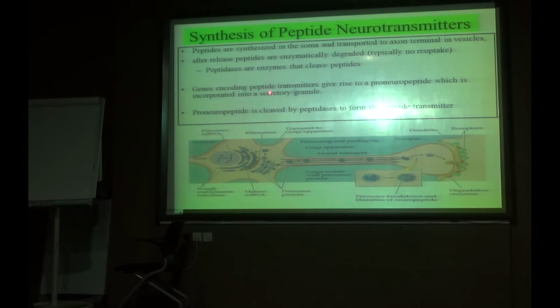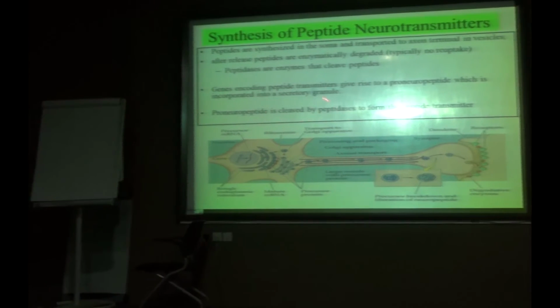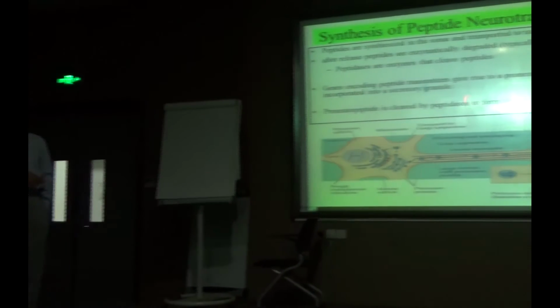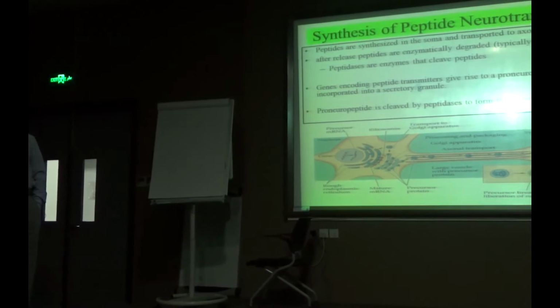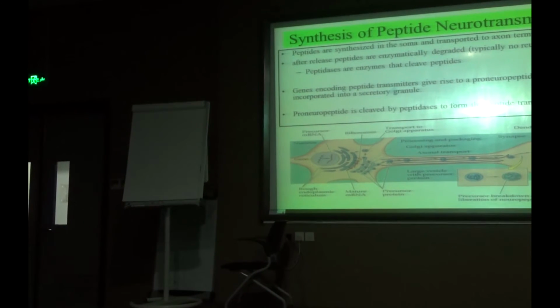Because peptides are made up of amino acids, definitely genes are involved. Protein synthesis, genes are there. Peptides, genes are there. So peptide transmitters give rise to neuropeptides, which are incorporated into the secretory granules. Sometimes there is a pro-neuropeptide which is cleaved by the peptidases. When it is cleaved, it is converted into an active peptide.